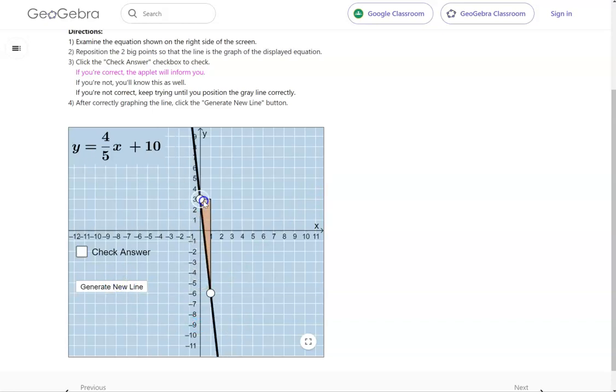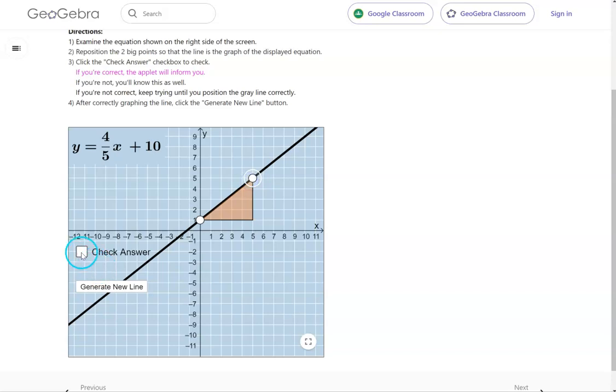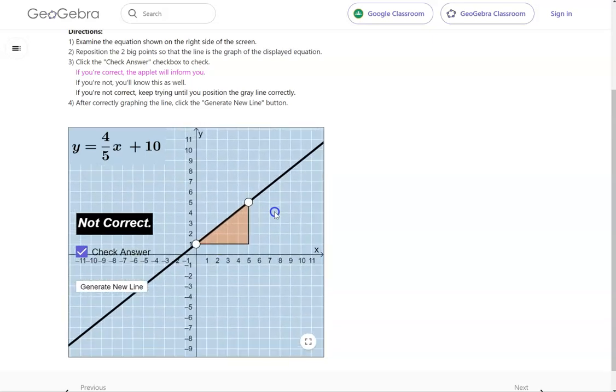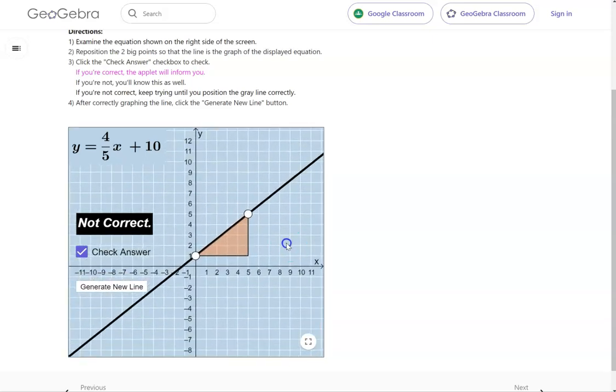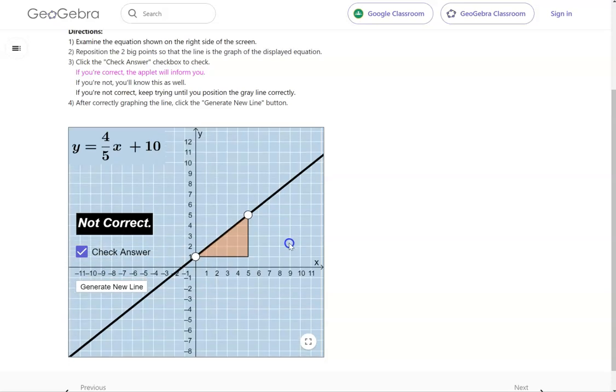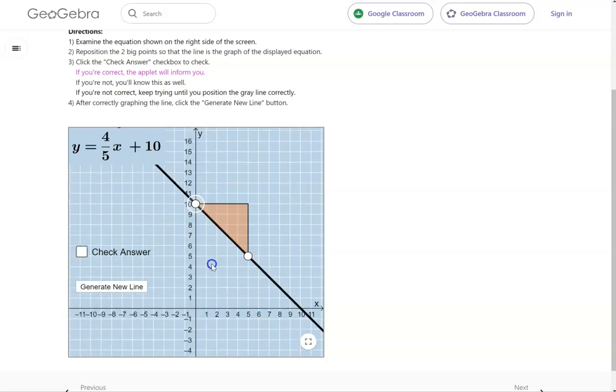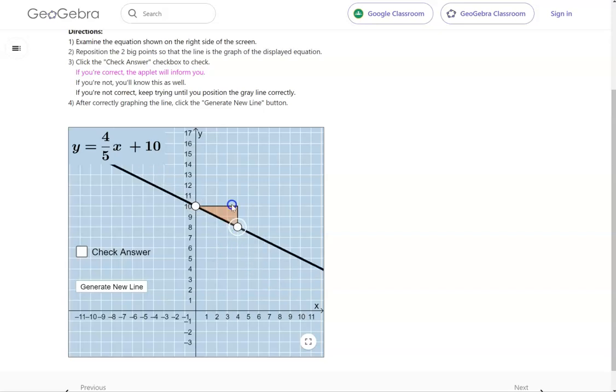Let's just say I messed up and I didn't go to 10. I just went to 1, and then I did 4, 5, and I checked the answer. It's going to say not correct, so they can't just keep it there. Now this is what's cool. You can pull this graph around. So if they press and hold and pull it around, they can get up higher to the 10. And if they want to, they can go up 4 and right 5, but they can also go down 4 and left 5.